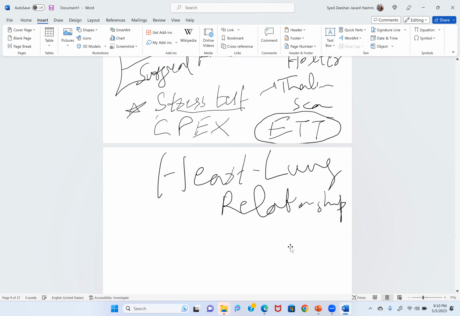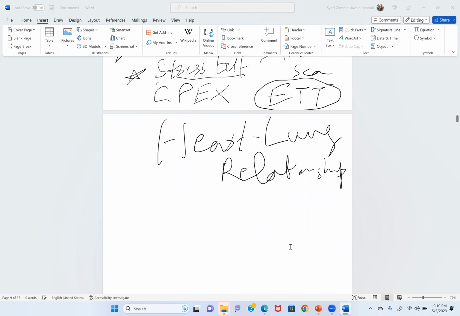Because when you open the books, you will find the lipid profile, yes, we will come back to it. Thanks for reminding. Actually, I forgot about it, but we will cover it. So anyways, the heart-lung relationship.